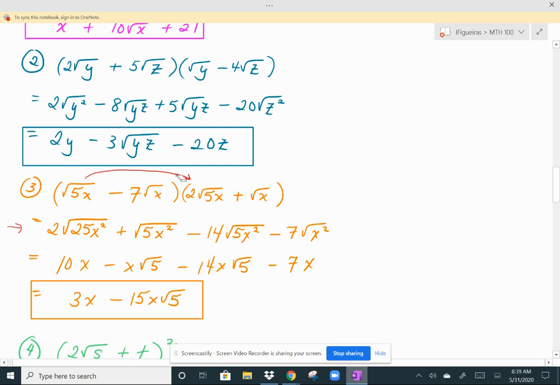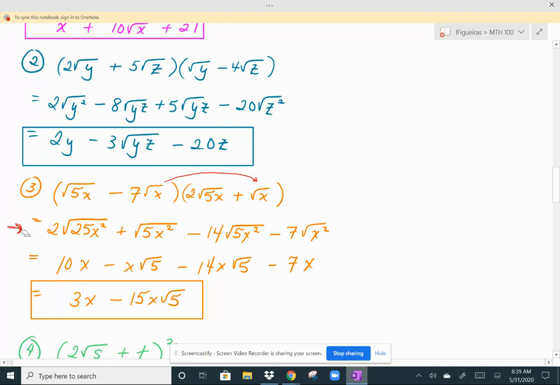Now we go to outer, the ones that are furthest apart. Root 5x and root x gives me root 5x squared. The x's combine. Now we go to inner, the closest ones. The negative 7 and the 2, which are coefficients, get multiplied to give us negative 14, and the inside part of the radicals becomes 5 square root of 5x squared. Now we're on last, the ones at the end of each binomial. So that's minus 7x squared.